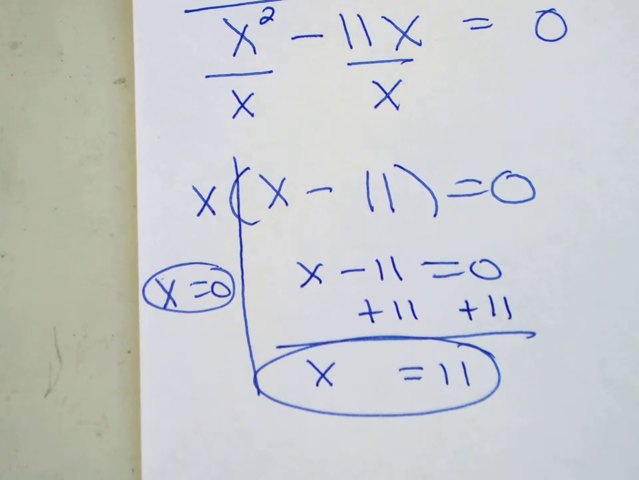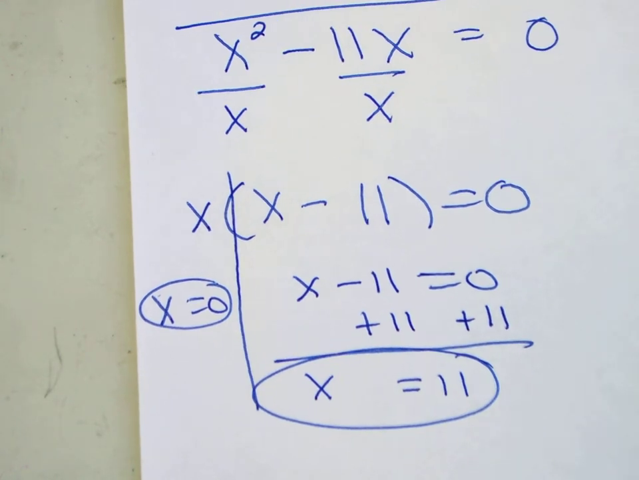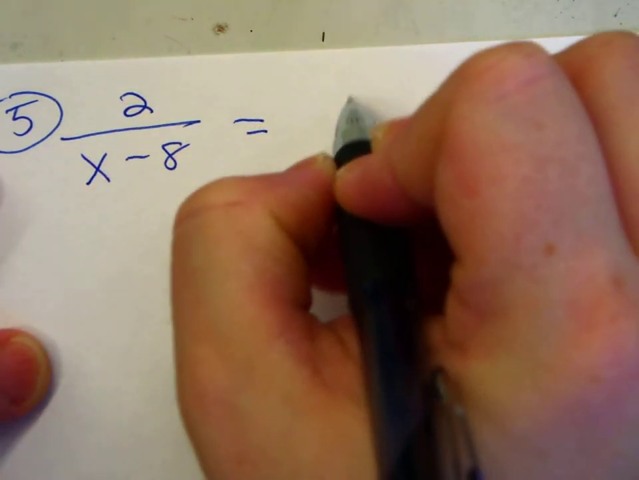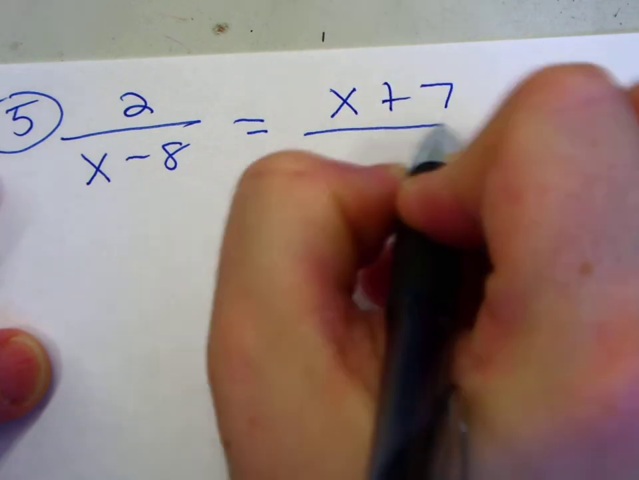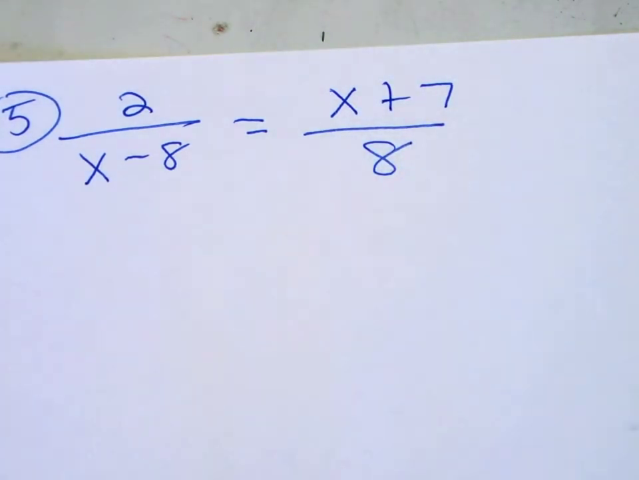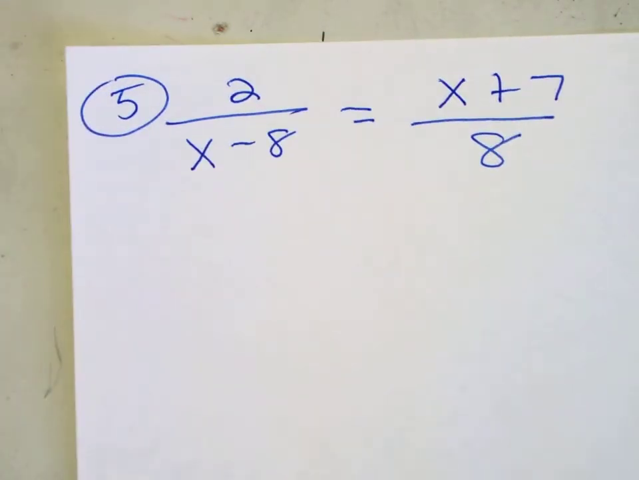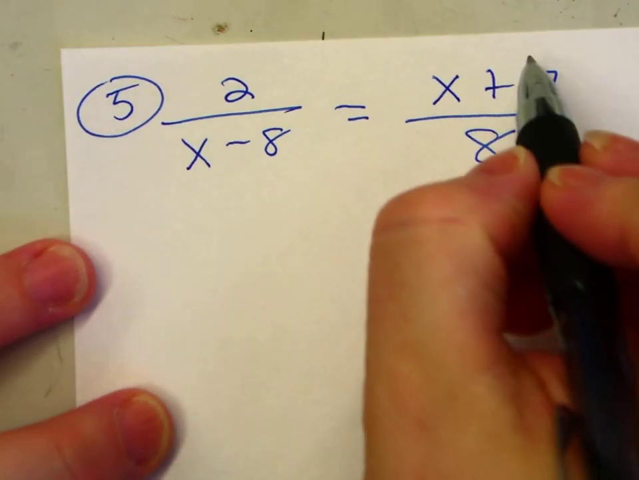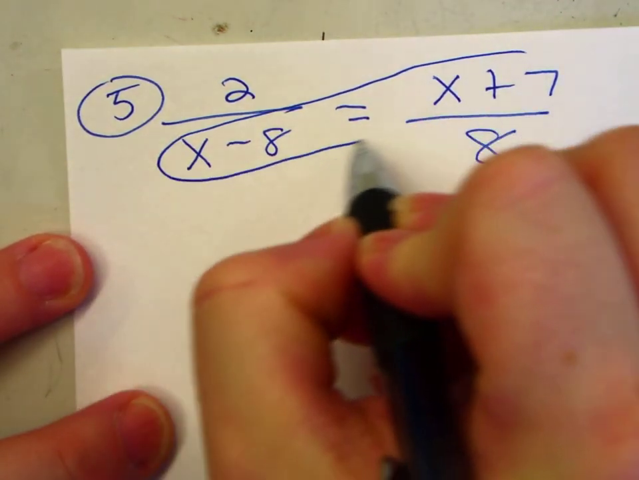All right, number 5. Number 5's tricky. I'm actually going to do it on this page. All right, so we have 2 over x minus 8 equals x plus 7 over 8. This one's as hard as it gets for these. This is an important idea because we're going to be doing this later, which is why I wanted to do it today. When you cross multiply, what do you get? What's happening here?